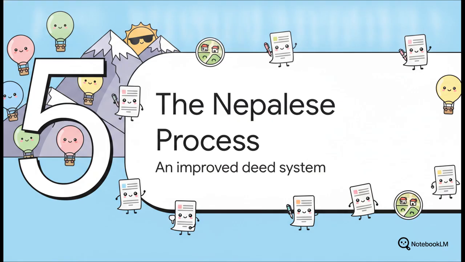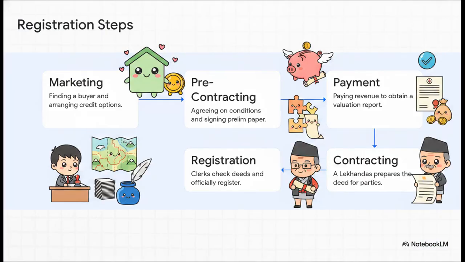Section 5, the Nepalese process. All right, let's shift gears from global theory down to a highly specific day-in-the-life reality. Let's look at how a buyer and seller actually navigate the improved deed system in Nepal. It's a 5-step dance. First is marketing, finding the place and getting credit sorted.